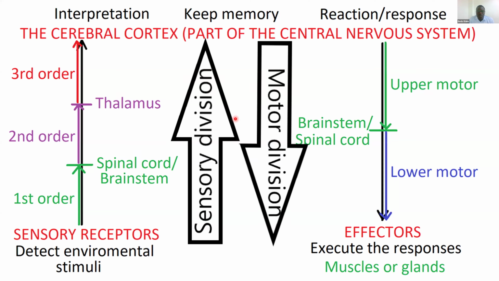All right, so that is basically the two divisions of the nervous system. The sensory division, which is the afferent division, is the ascending division. The motor division, which is the efferent division, is the descending division. So when you talk about descending tracts, you want to look at this side of the physiology.